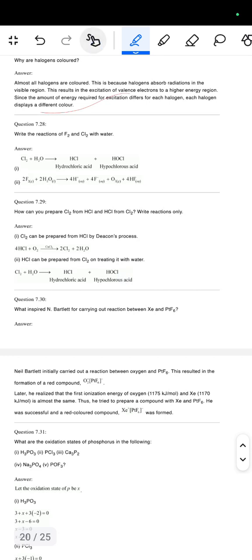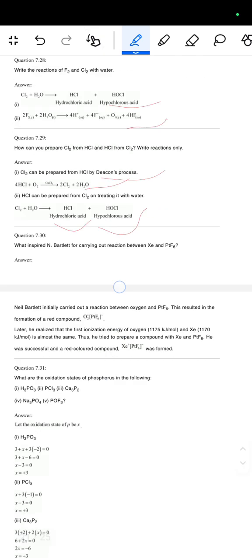Now the reactions of F2 and Cl2 with water: Cl2 plus H2O gives HCl, hydrochloric acid, plus HOCl, hypochlorous acid. 2F2 plus 2H2O gives 4HF plus O2. But how can you prepare Cl2 from HCl and HCl from Cl2 by reaction only? Cl2 can be prepared from HCl by the Deacon process: 4HCl plus O2 gives 2Cl2 plus 2H2O. And HCl can be prepared from Cl2 on reacting with water: Cl2 plus H2O gives HCl, hydrochloric acid, plus HOCl, hypochlorous acid.